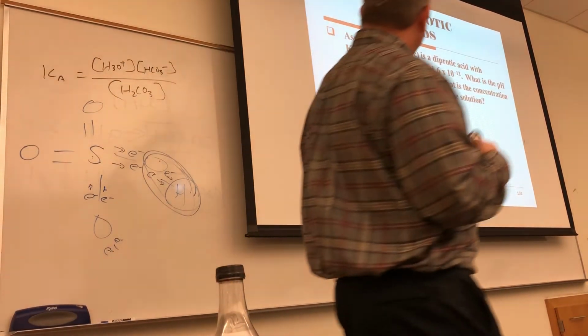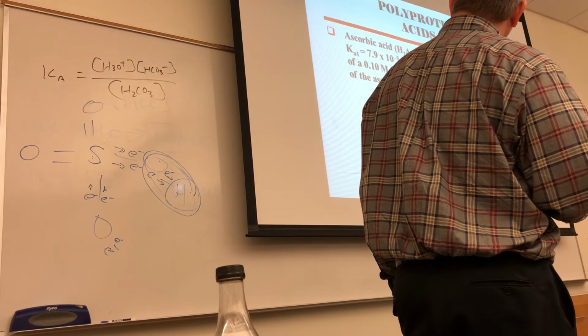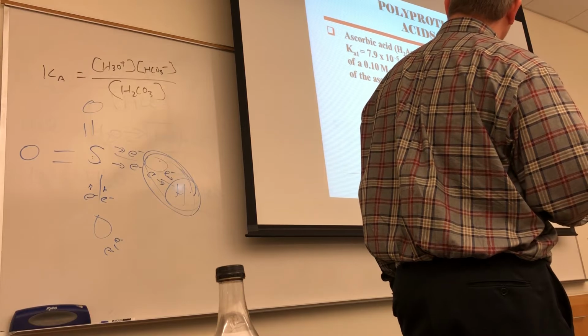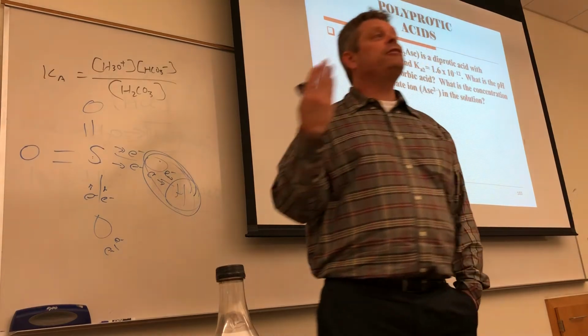Okay. What do I have here? Ascorbic acid, H2ASC, is a diprotic acid, the H2, with this Ka and that Ka, K1, K2. What is the pH of 0.1 molar ascorbic acid? What is the concentration? Okay. What is this question, basically?